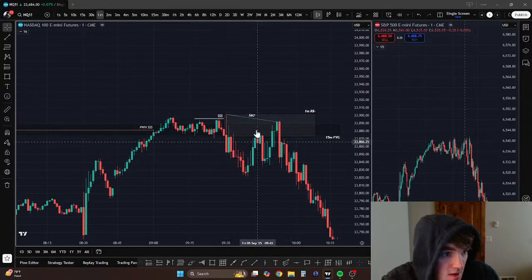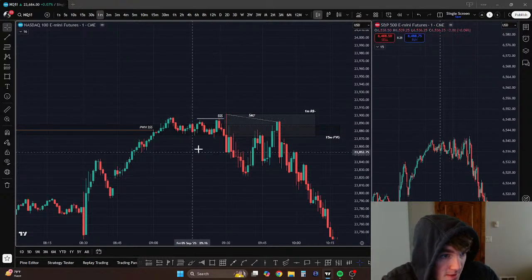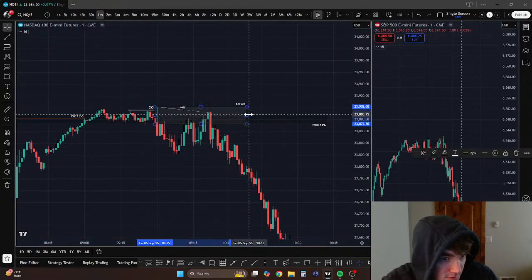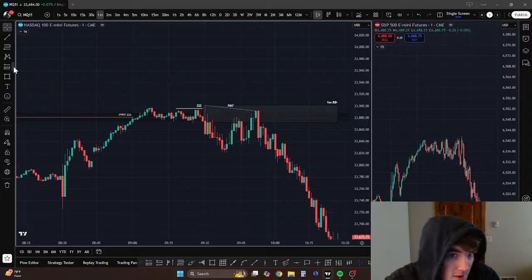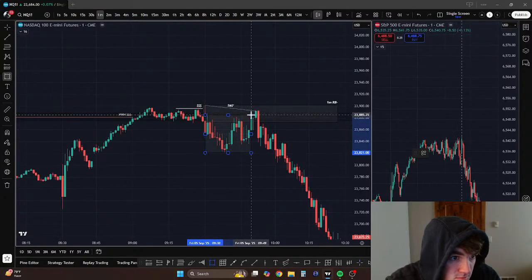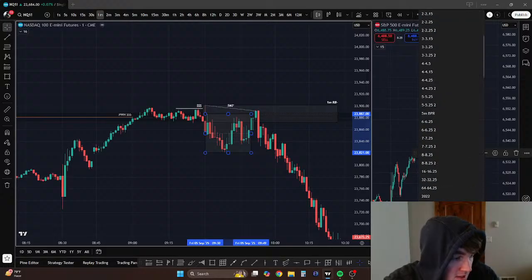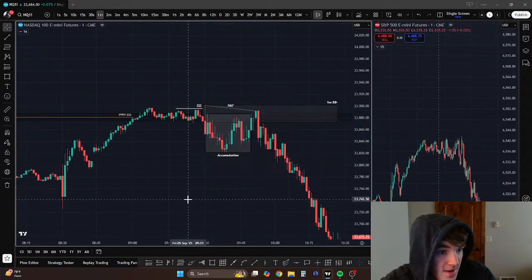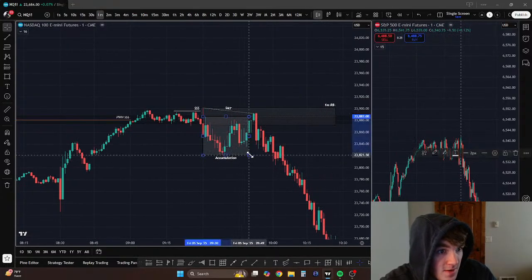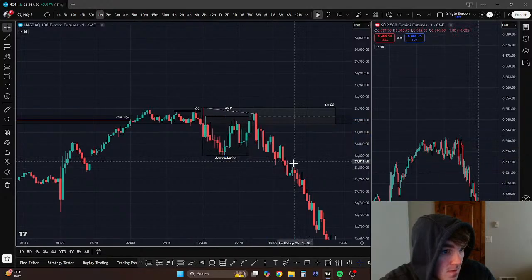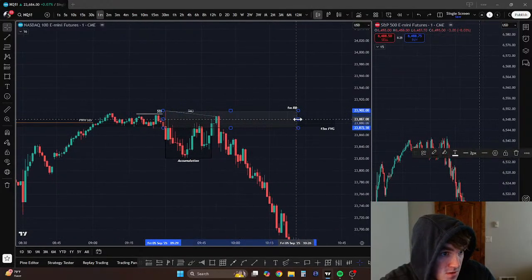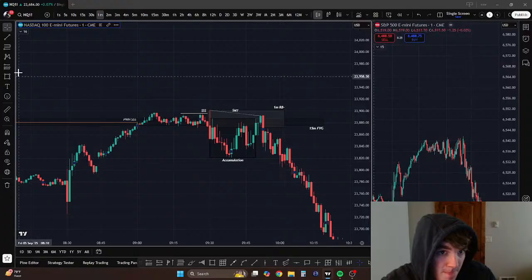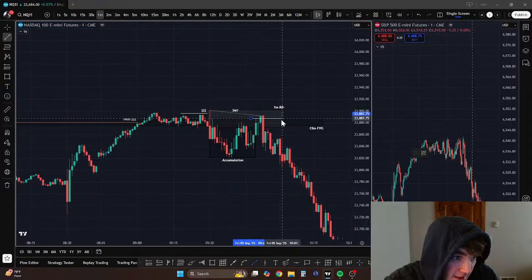And so look at how the market respects consequent encroachment of this. Beautiful, just beautiful. And then we go lower, so accumulation, and then you can consider this an inducement of this low, of this high, right? So Phoenix model. And then inducement of this high into consequent encroachment.